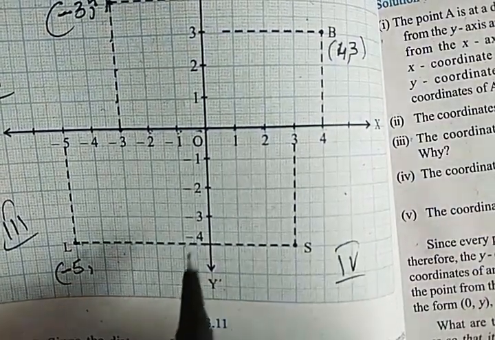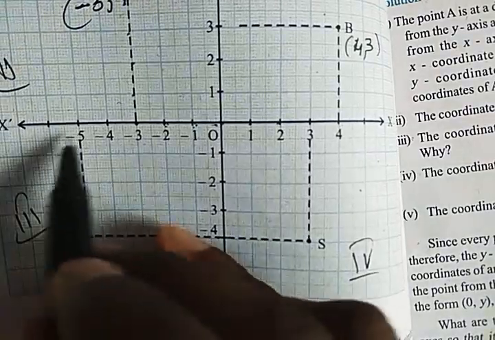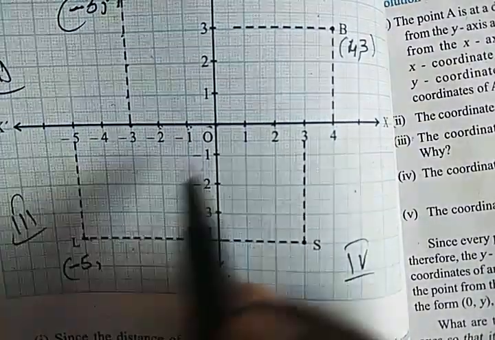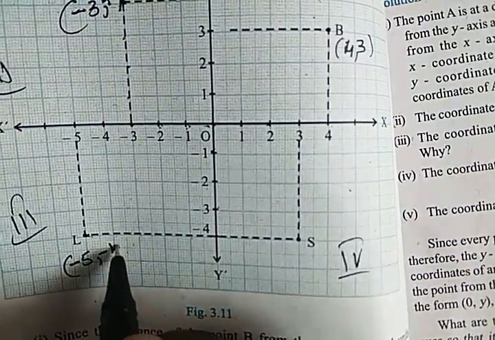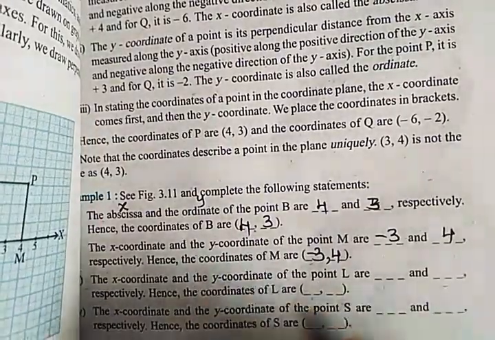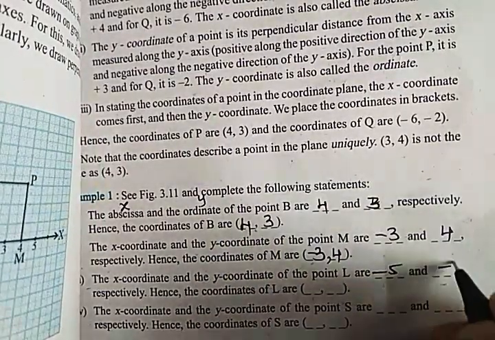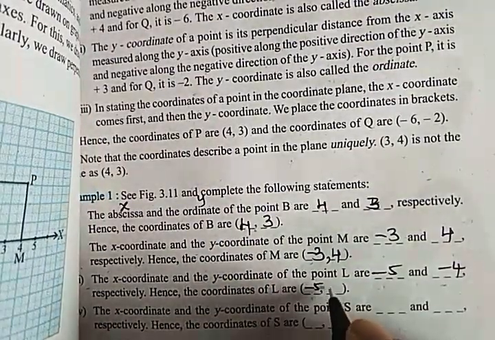What about y? Y means distance from x axis. 1 2 3 4. That is also in the negative direction. So that is minus 4. So L values are minus 5 and minus 4. So we'll write it as minus 5 comma minus 4.